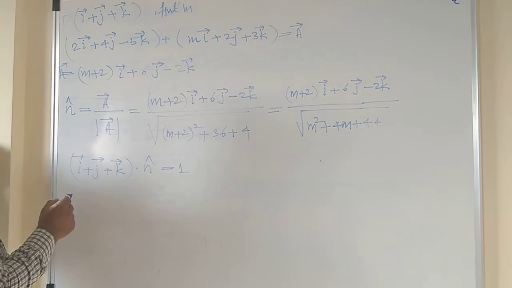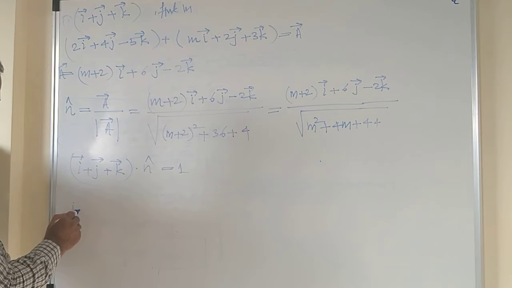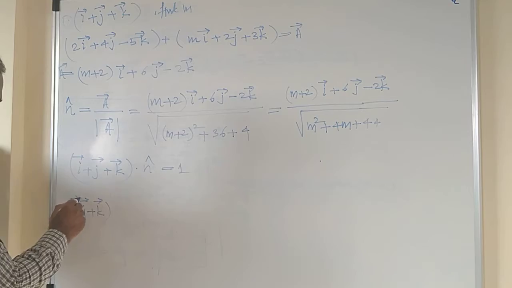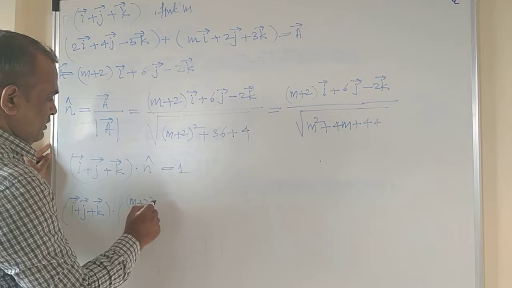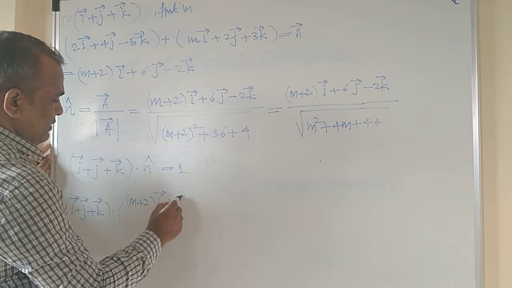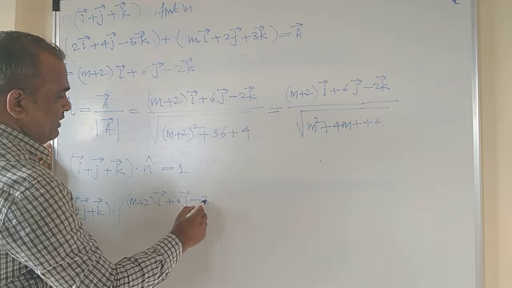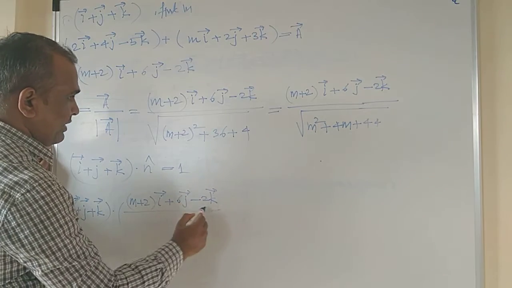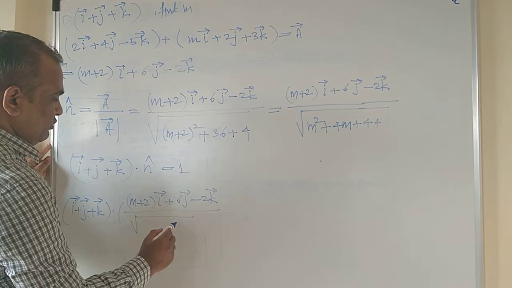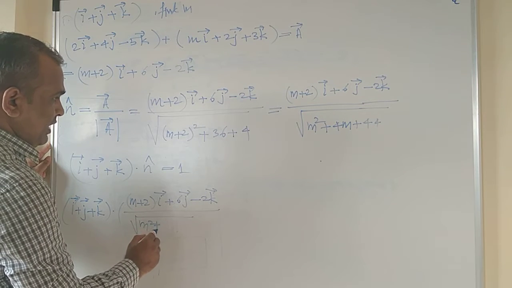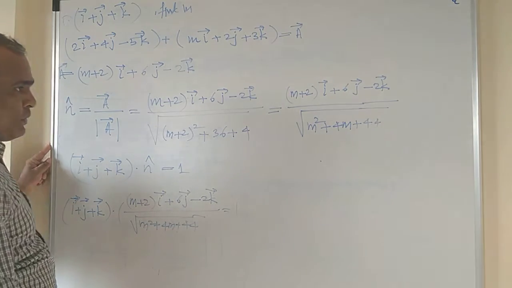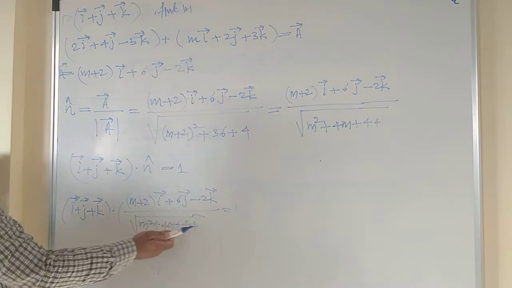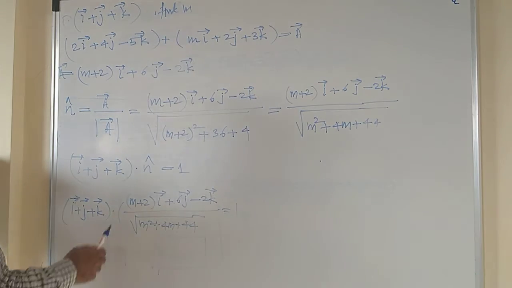So just put the value of this n cap and you will get (i + j + k) bar dot with this, which is (m + 2) i bar + 6 j bar - 2 k bar divided by the square root of m square + 4m + 44. This is equal to 1. Now you can shift this to the right hand side and take the dot product.